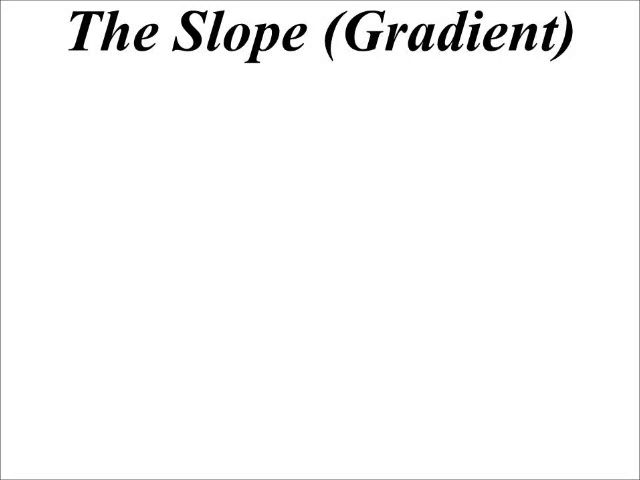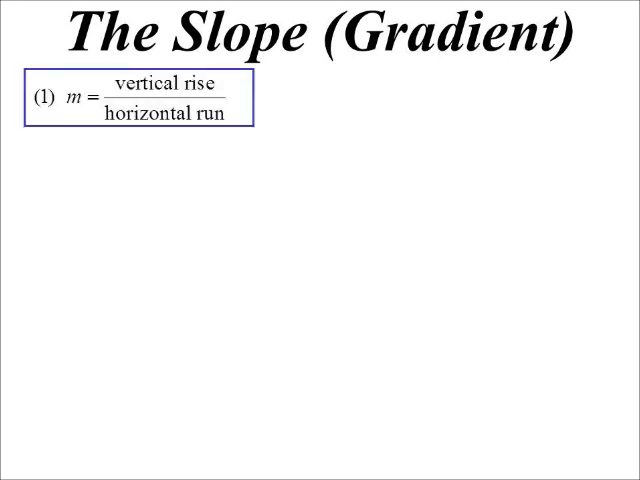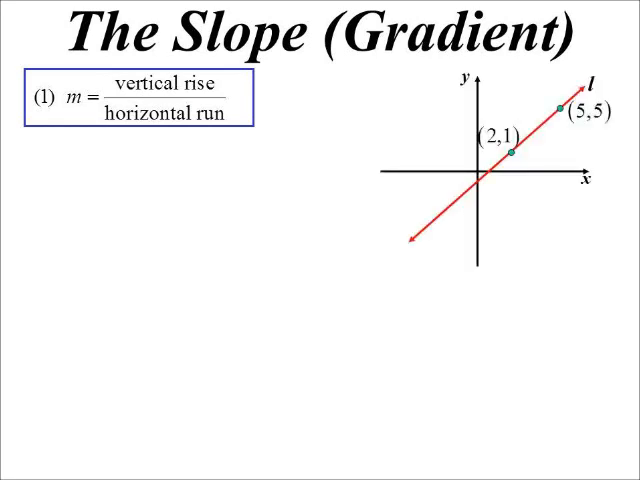Next important idea, I guess, with coordinate geometry is when we look at the slope or the gradient. Possibly the first way we thought of it was vertical rise over horizontal run. So let's just draw a line in. There's a line which I've called L. There's a particular point, or 2 points on that line, (5, 5) and (2, 1).